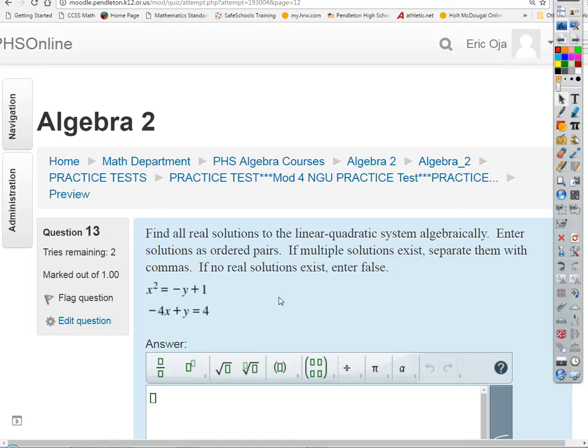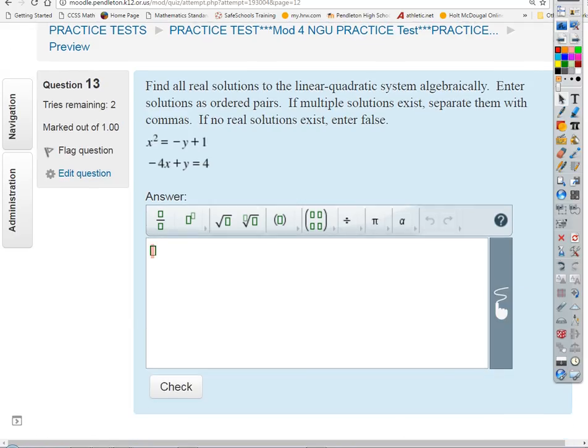Okay, so next one here. Now we're on to a linear quadratic system, but same kind of thing, right? What am I going to do? What's my strategy going to be here for this one? What do you think, Dante? What's my strategy going to be here?